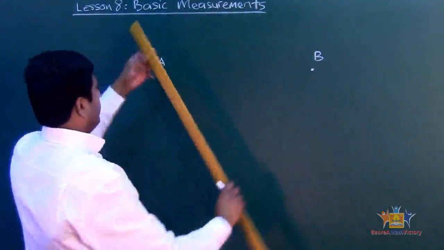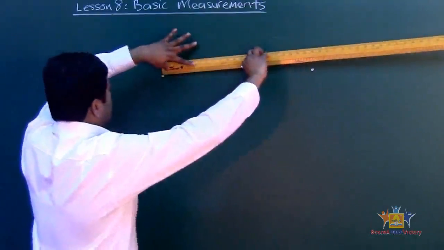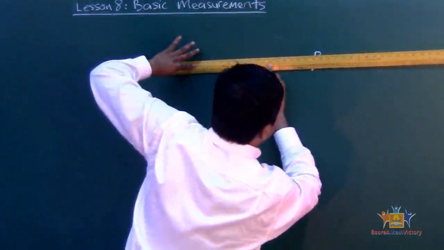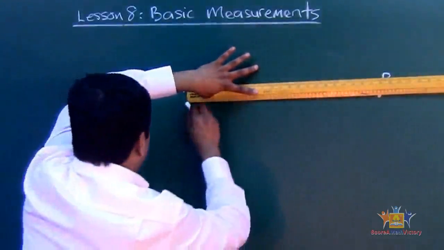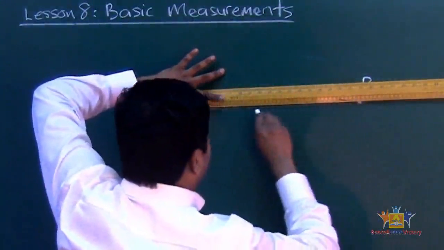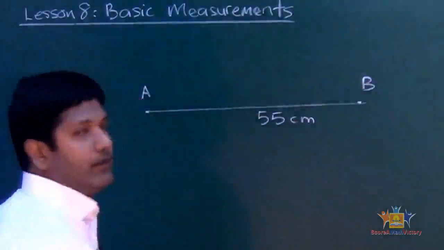I can start right away, and always position it at 0 and find where it stops. It stops at 55 centimeters, alright? So from A to B, right here, it's 55 centimeters. See that? So it's wise.